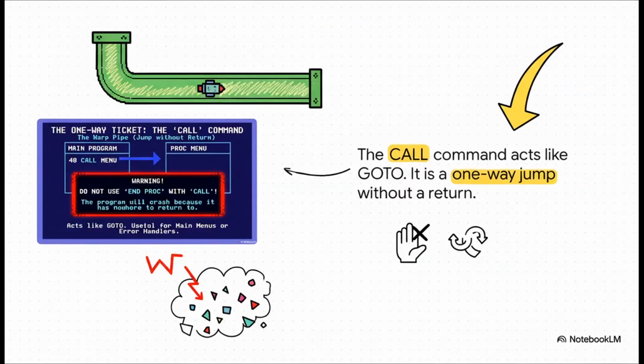But what if you don't want to come back? Well, that's where CALL comes in. This is the structured replacement for GOTO. It's a one-way ticket, a warp pipe. It sends the program to a procedure, and that is it. It's perfect for jumping to a main menu or some error handling routine.